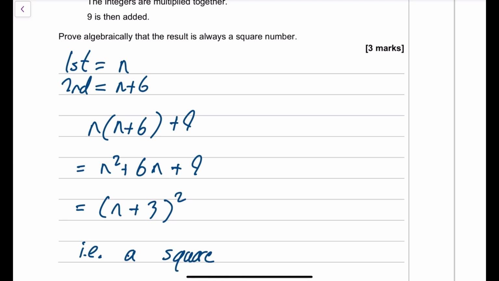Okay, because the definition of a square number is a number that could be written in the form n by n, so something times something else. So this one really is written as n plus 3 times n plus 3, so it's always going to be square. Lovely question.